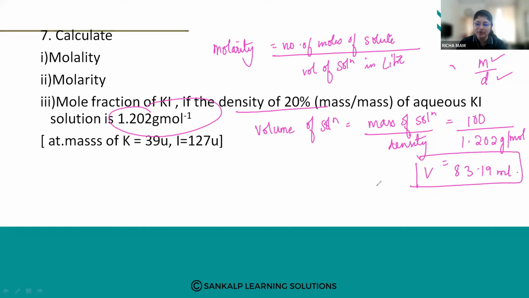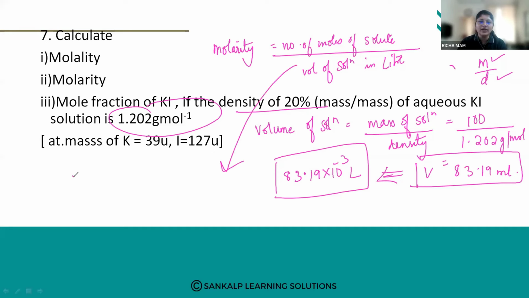Volume is 83.19 ml. Now we have to convert it into liters. It will be 83.19 into 10 raised to minus 3 liter, just multiply it by 10 raised to minus 3. Now use this formula. Molarity is number of moles of solute, which is again given mass upon molar mass, so it is 20 divided by 166, and the volume of solution is 83.19 into 10 raised to minus 3 liters. So now you calculate the molarity and tell me.